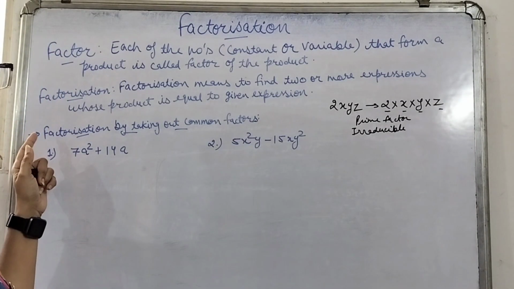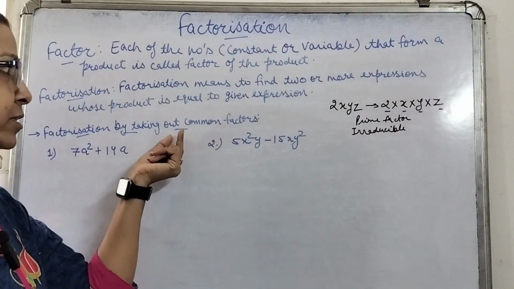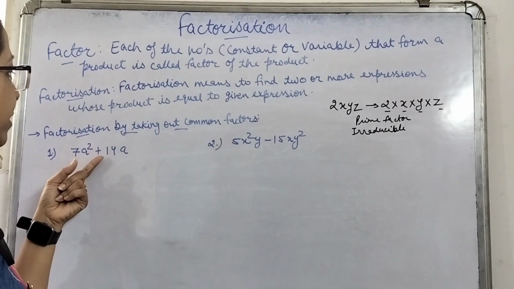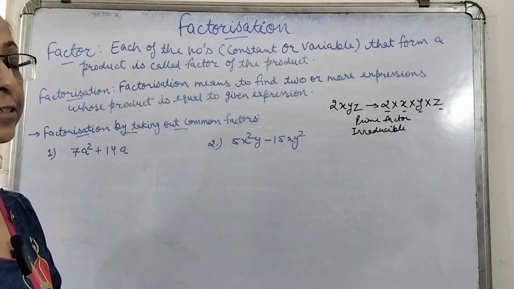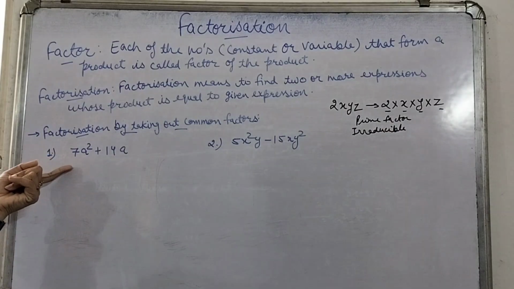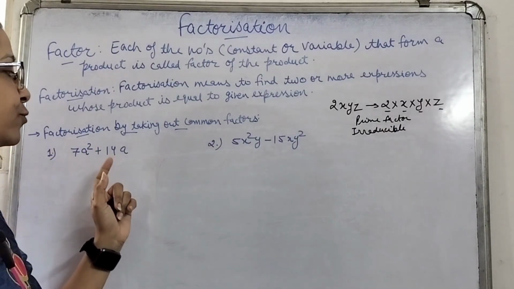The first method which we'll be learning is factorization by taking out common factors. This is one of the methods. So how do we factorize the given expression by taking out common factors? The first example is that we have to factorize 7a square plus 14a.